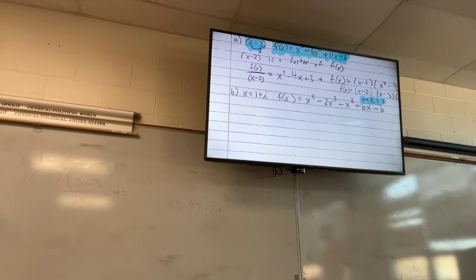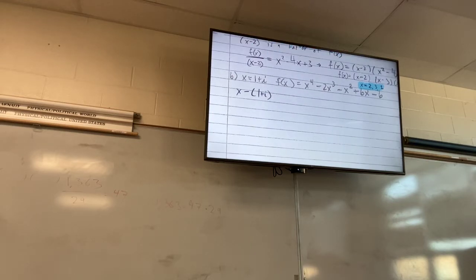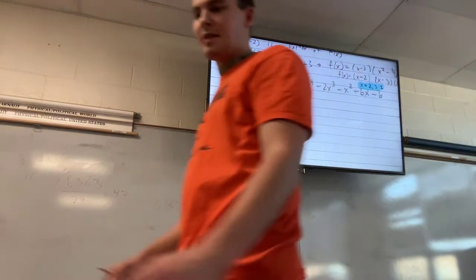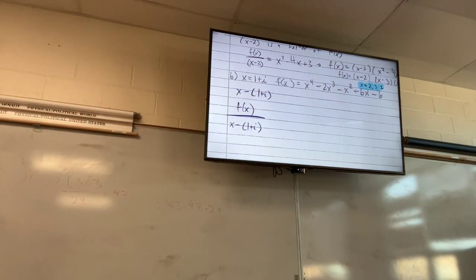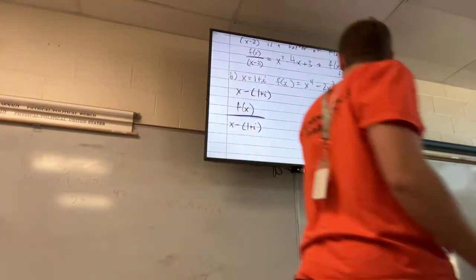If they tell us that 1 plus i is a zero, just like in the problem above, we know that x minus (1 plus i) is going to be a factor, okay? So we can make this problem a lot easier if we do f of x divided by x minus (1 plus i), okay? Is that making any sense? Good? All right, so let's do that.